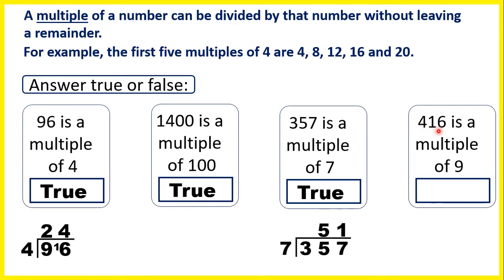Now, 416 is a multiple of 9. So let's divide, and again we can take the first 2 digits together. 41 divided by 9 is 4 remainder 5, and 56 divided by 9 is 6 remainder 2. So here, because we get a remainder on the end, we know that 416 is not in the 9 times table. It's not a multiple of 9, so that one's false.